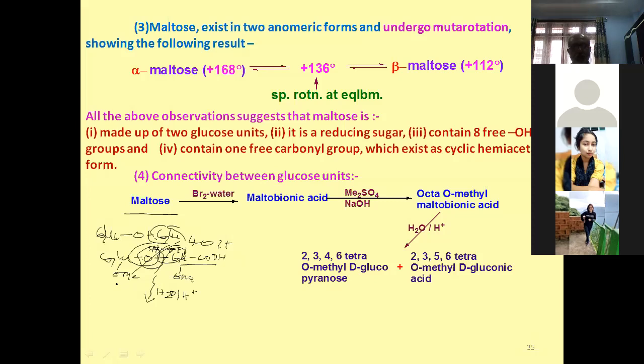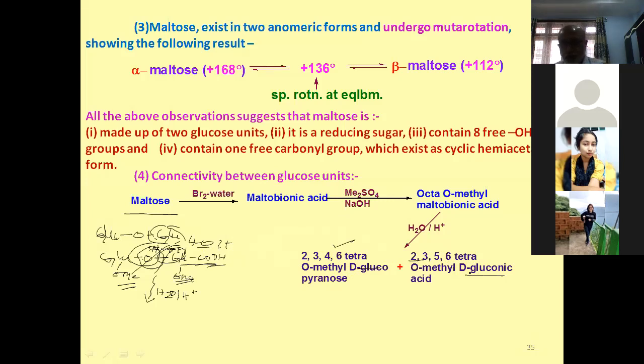And those which have already been methylated will retain the methyl group. So what are we getting? One is 2,3,4,6-tetra-O-methyl D-glucopyranose. This is the first molecule. And the second molecule is 2,3,5,6-tetra-O-methyl gluconic acid, because the part which got converted into acid comes as an acid.